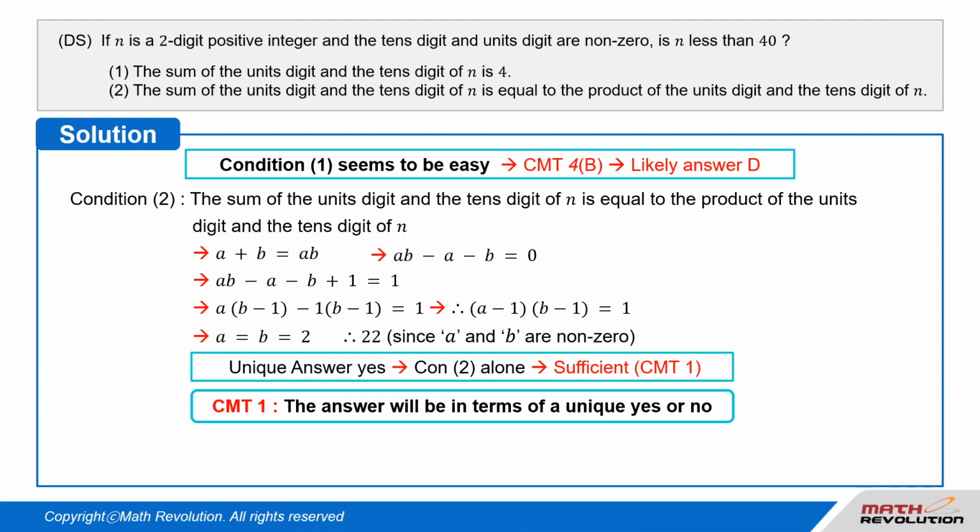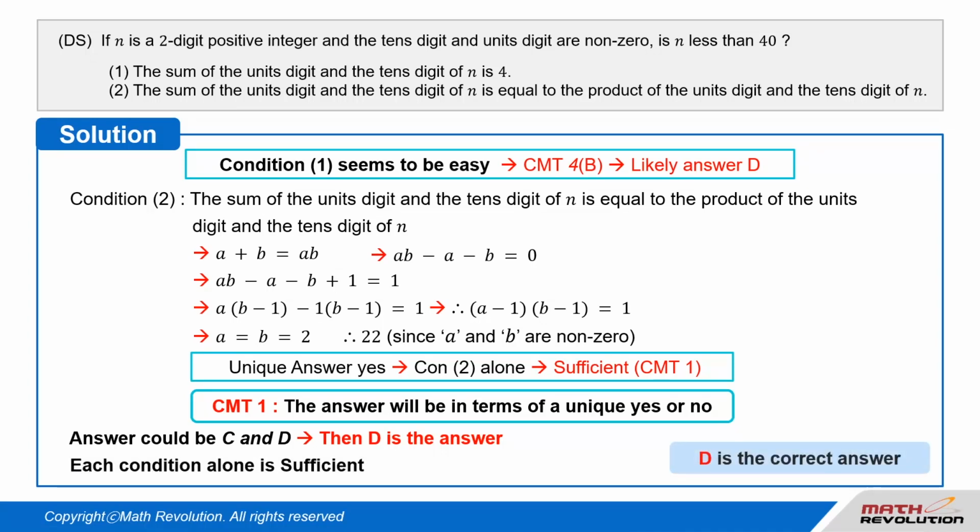This is the standard approach for applying CMT4B based on the variable approach. If the question has both C and D as its answer, then D is the answer rather than C by the definition of DS questions. Each condition alone is sufficient, so D is the correct answer. Answer: D.